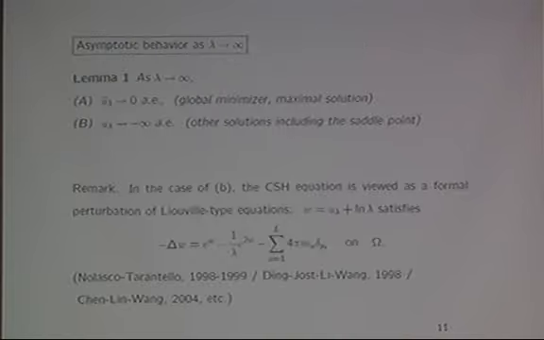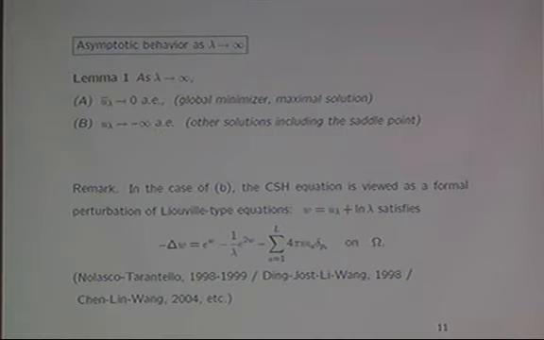So now let me move to another topic, the asymptotic behavior of solutions as lambda tends to 0. The first lemma is as follows. If lambda tends to 0, then the global minimizer, or maximal solution, corresponding to the global minimizer of the functional I lambda, tends to 0 almost everywhere, but solutions other than maximal solutions tend to minus infinity. So the saddle point obtained from the mountain pass theorem also tends to minus infinity.